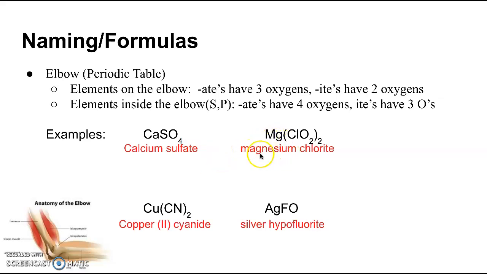Magnesium, Mg is magnesium, and then the ClO2, that is called chlorite. That's on your list. When you write out the formulas, if you need more than one polyatomic ion to make sure the charges cancel out, then we want to put parentheses around them and then the subscript on the outside to say how many we need. So in this case, magnesium's +2, chlorite's -1, so you need 2 of these chlorites to cancel out the charge of magnesium. But as far as naming it, you're just going to name those ions.